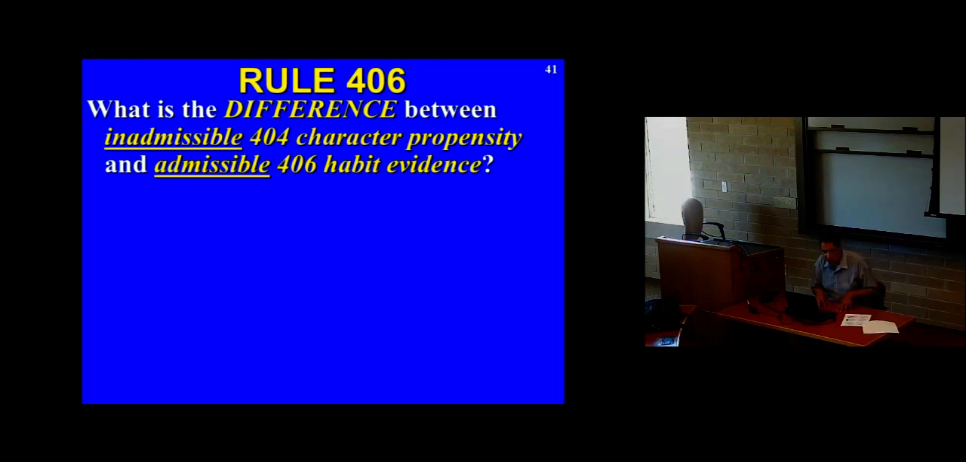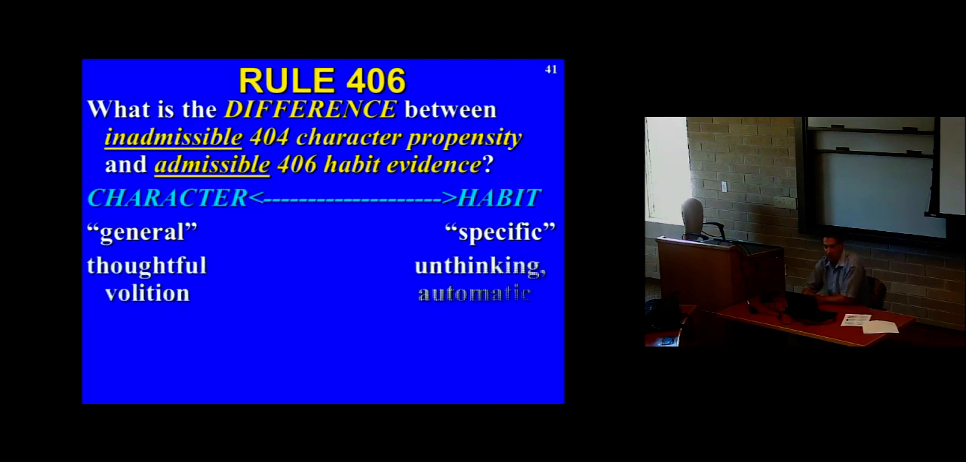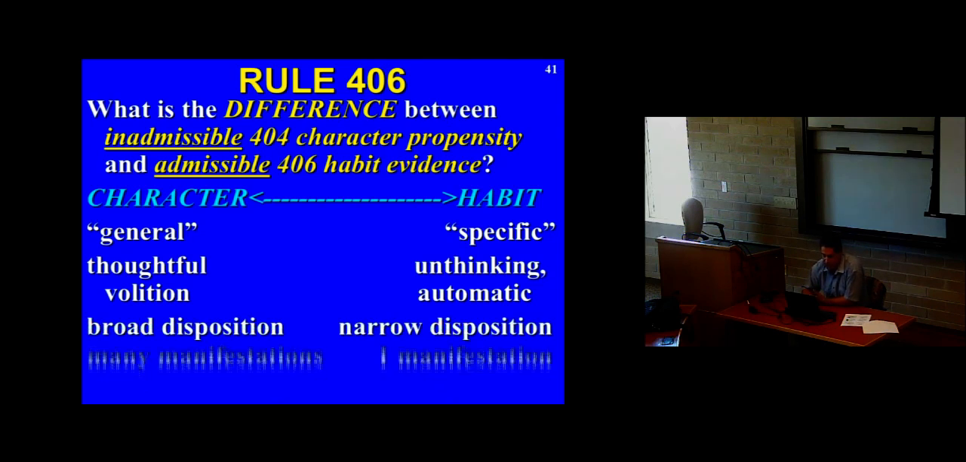Okay, Rule 406, and this goes along with habit in a sense because it's the next rule, but it's important to draw the distinction between 404 character propensity, which is inadmissible, and Rule 406 habit evidence, which is admissible. If we create a spectrum of character versus habit and try to categorize these, things that are more general will be character, things that are more specific would be habit, things that involve more of a thoughtful volition are character, unthinking, automatic things are habit, broad versus a narrow disposition, many manifestations versus one manifestation.